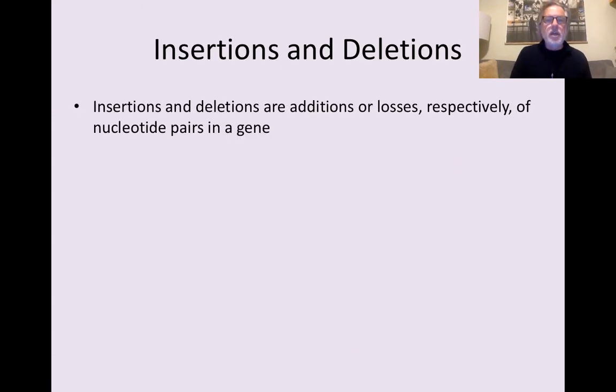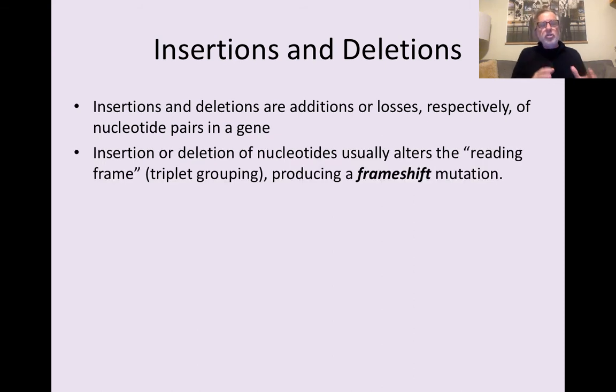Let's take a look at insertions and deletions. Insertions and deletions are additions and losses, respectively, of nucleotides in a gene. When an insertion or deletion occurs, it alters what's called the reading frame, or you can think of it as the triplet grouping of the mRNA, and therefore produces what is called a frame shift mutation.